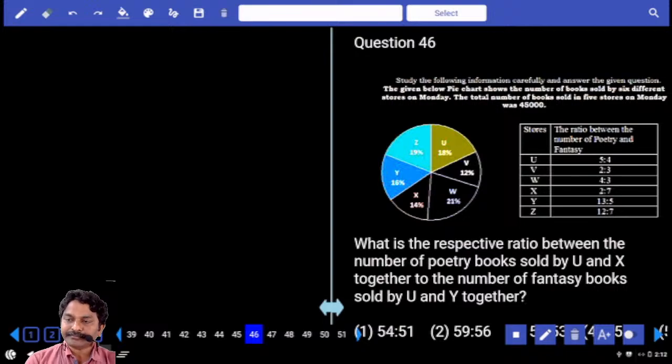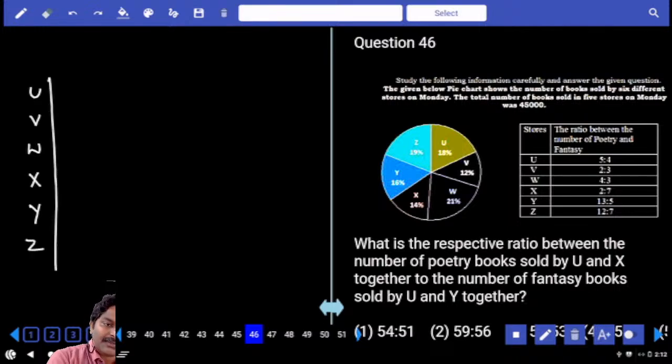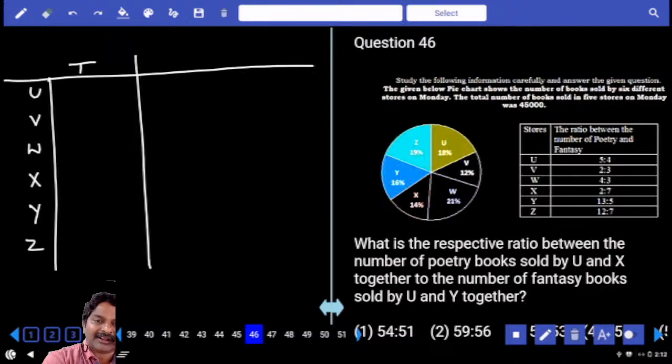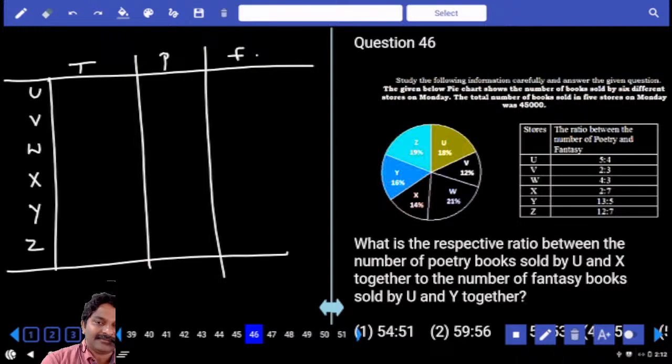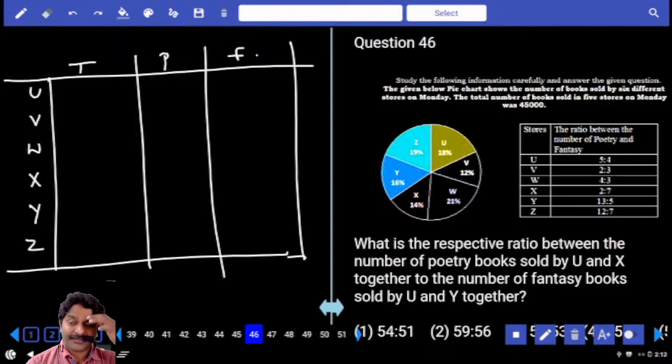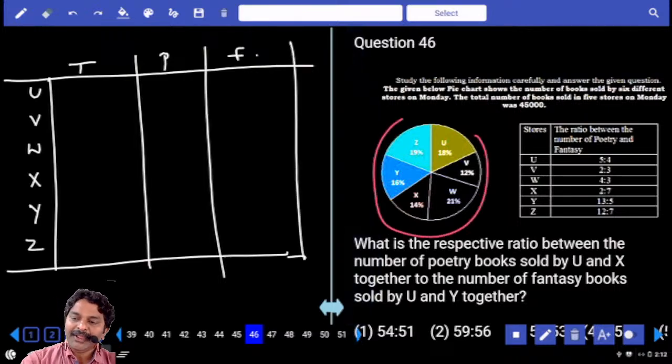Right. So we have U, V, W, X, Y, Z. Let's first calculate the total, then we will convert into poetry and then fantasy later. Is that okay? When you look at the data, 18, 12, 21, 14, 16, 19, all are different numbers, not round figures like 10, 15, 20.